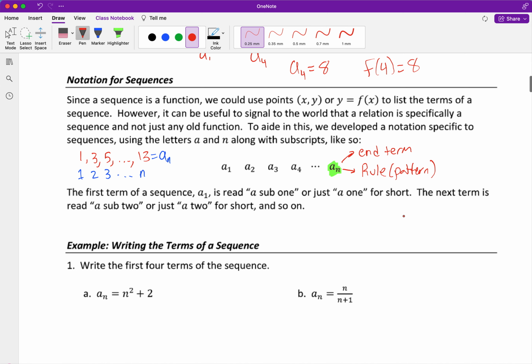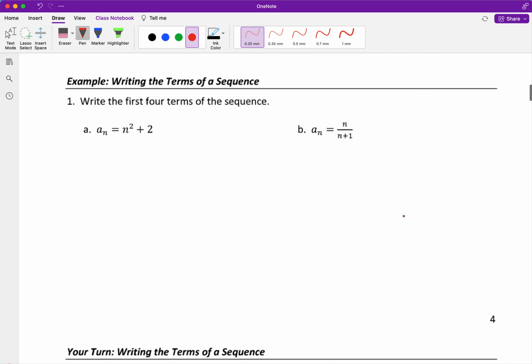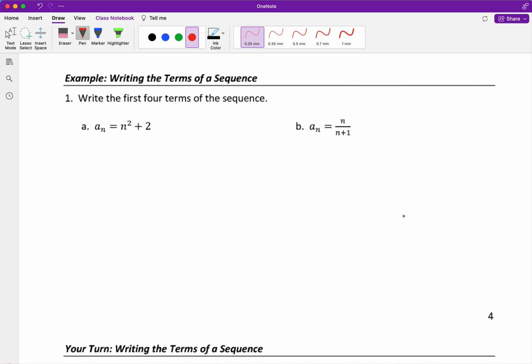So if I look down here at example 1, we have a sub n equals n squared plus 2. That is a rule. Okay, so a rule is basically an equation that has n involved in it, and it tells us how we're actually going to figure out what the numbers are in this sequence. So if I want to find the first 4 terms of the sequence, I'm going to do a1, a2, a3, and a4.